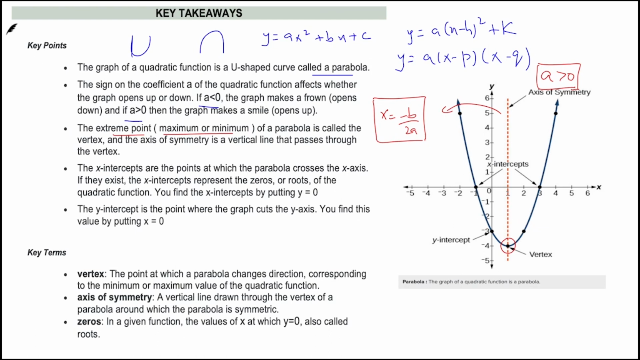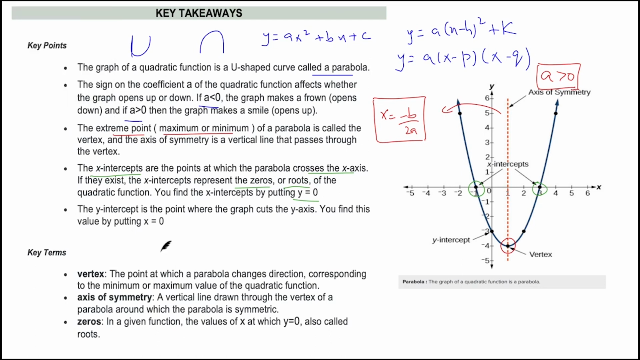Then you need to know the x-intercepts. Very important. The x-intercepts are the points at which the parabola crosses the x-axis. In this graph, these are our x-intercepts at x equals minus 1 and at x equals 3. If they exist, the x-intercepts represent the zeros, the roots, the solutions, or the factors of a quadratic function. We have already talked about this. You find the x-intercepts by putting y equals 0.